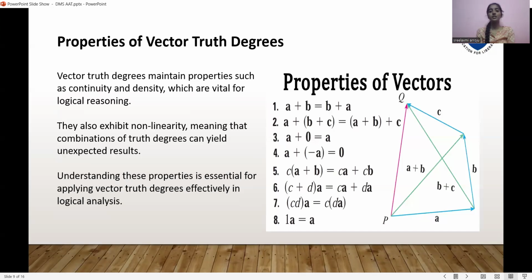Properties of vectors. A plus B is equal to B plus A. A plus (B plus C) is equal to (A plus B) plus C. A plus 0 is equal to A. A plus (minus A) is equal to 0. C(A plus B) is equal to CA plus CB. (C plus D)A is equal to CA plus DA. (CD)A is equal to C(DA). 1 times A is equal to A.